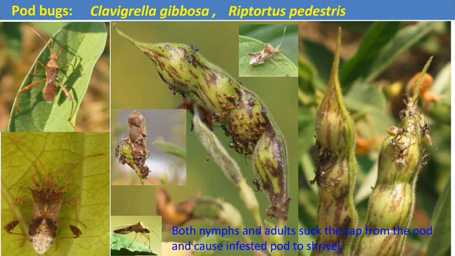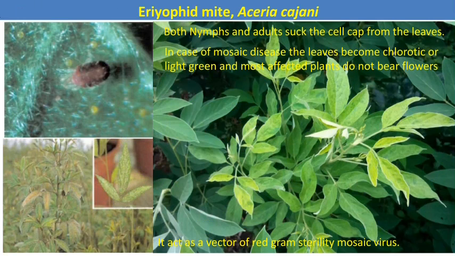The next pest is a sucking pest, the pod bugs. There are two major species of pod bugs which infest the red gram crop. Here, both nymphs and adults are the damaging stages. Both nymphs and adults suck the cell contents from the developing pods and cause the infested pods to become shriveled, and yield is directly lost. Then the next one is the eriophyid mite.